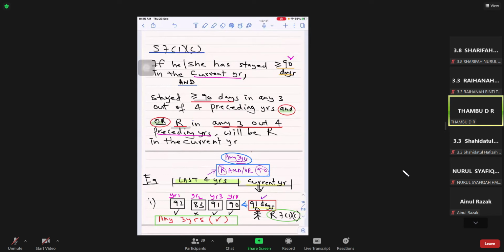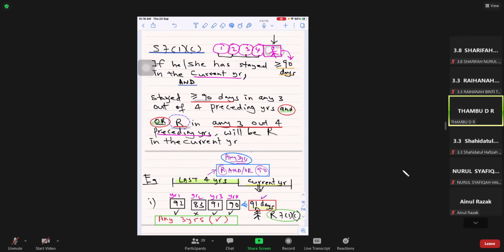71C, if she has stayed in Malaysia for 90 days, the condition is that she must stay for 90 days. If we cannot use A, if we cannot use B, we move to C. Under section C, you must stay 90 days minimum to apply this rule. If you didn't stay 90 days, forget it. So number one, you have to stay 90 days in the current year. And in the previous 4 years, in any 3 years, you must be there 90 days or be a resident.